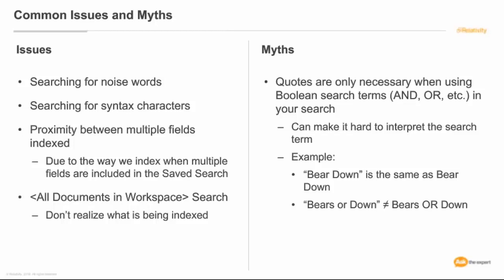One example of that: "bear down" with quotes is not the same as bear space down. Or sorry, bear down is the same as "bear down" without quotes. But bear or down is not the same as "bear or down" in quotes. In one situation, we're looking for a phrase; that's when we have the quotes, telling the engine I want this phrase coming out of my text. If we include the or without the quotes, we're saying anytime either bear or down occurs in my text, return the document. So you can see how those would have very different impacts on your results.